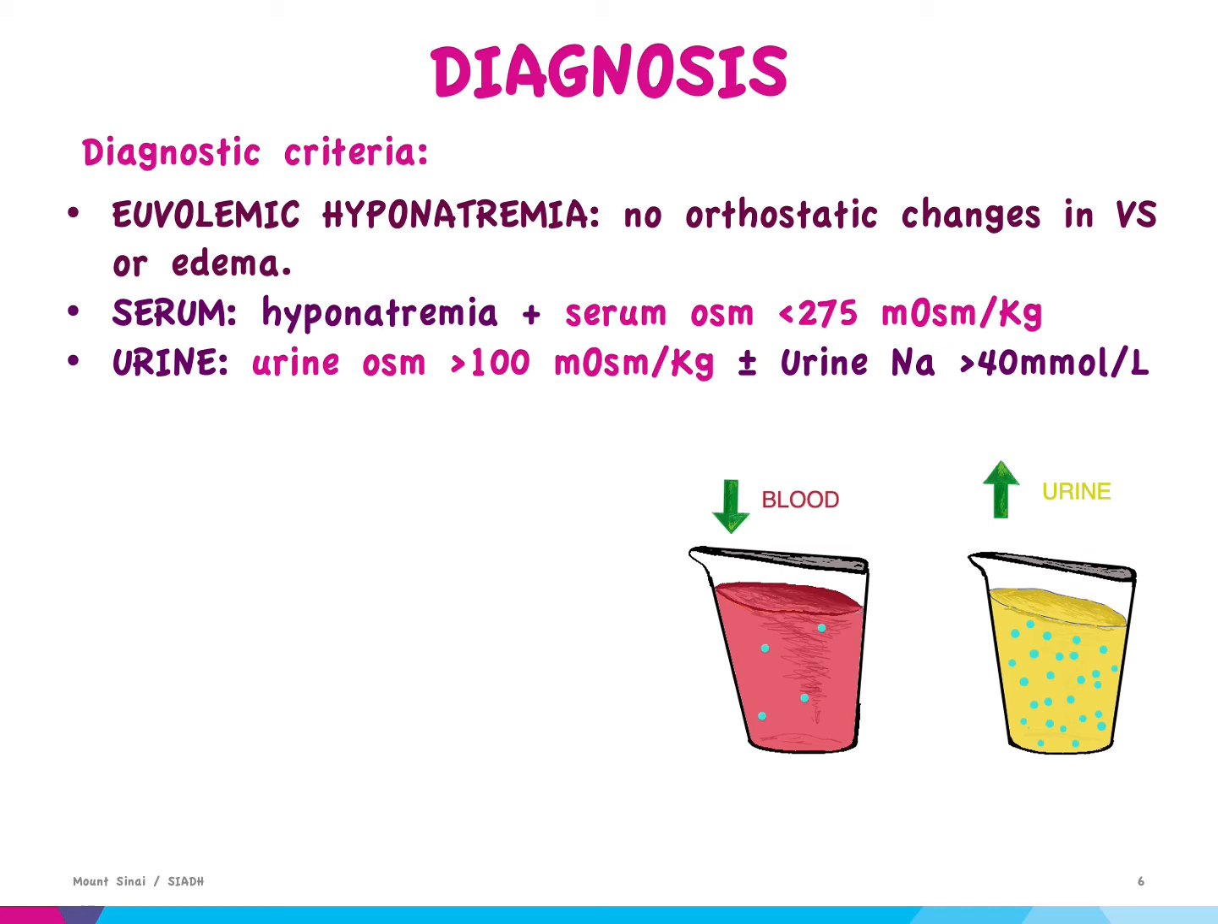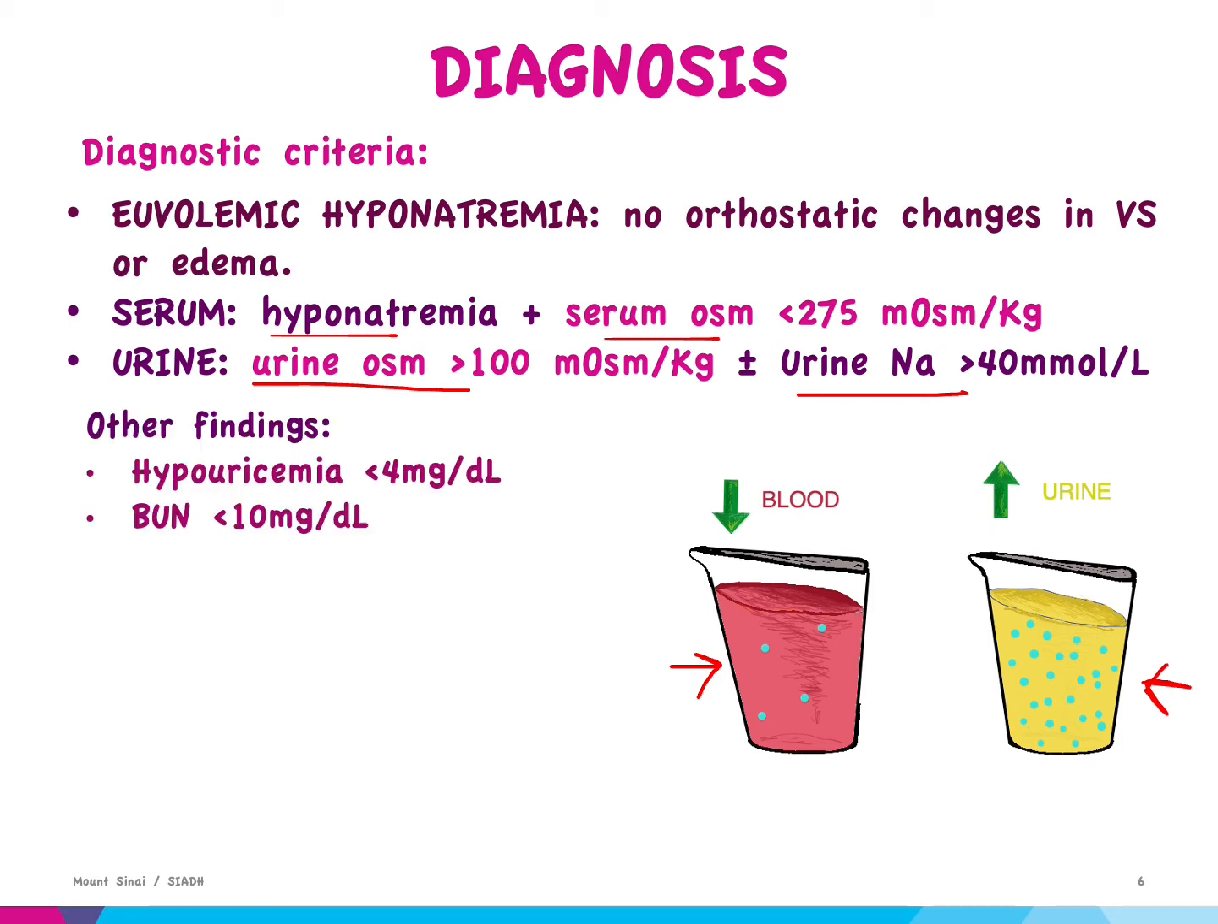Second step, the serum. So we have, of course, hyponatremia, so the amount of sodium in the blood is very low, with the osmolality that is also low. And then the urine. On the other side, the urine will be normally concentrated, so with an osmolarity of more than 100, and the urine sodium is actually high, so usually more than 40. Some other diagnostic criteria that we can find are hypouricemia, less than 4, and a urea of less than 10.